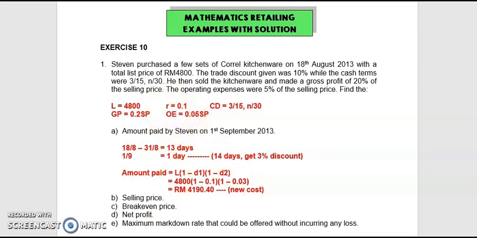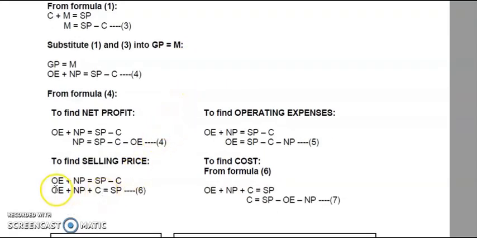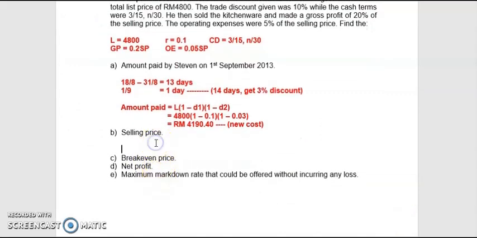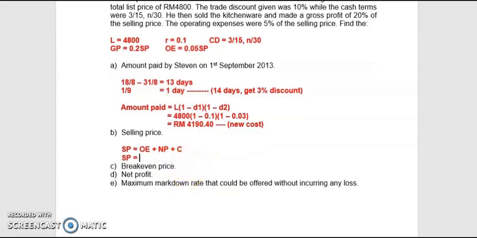So what is the formula that we need to use? If you refer to this simplified formula, we cannot use this formula because there is no operating expenses. So you need to use this formula: selling price equal to OE plus NP plus C. So now selling price equal to OE plus NP plus C. So selling price equal to OE, which is 0.05 SP, plus NP. So what is NP here?